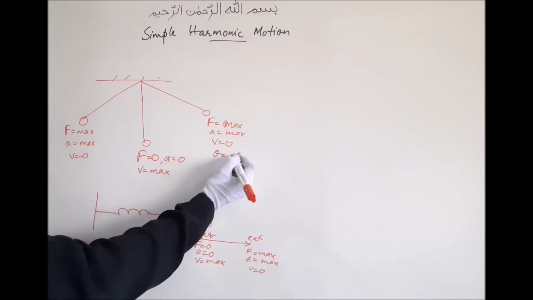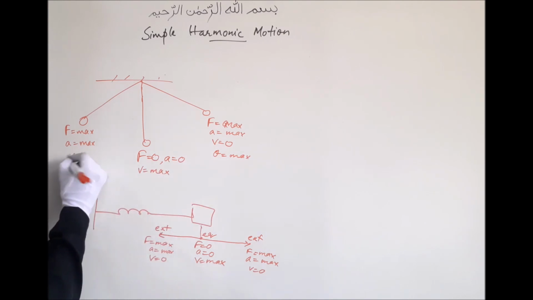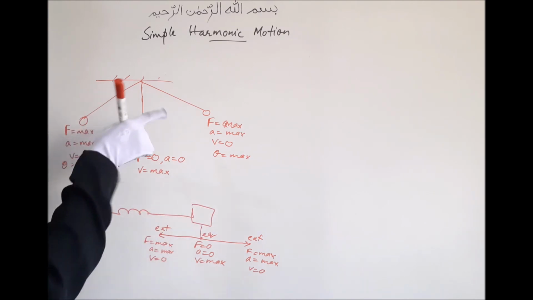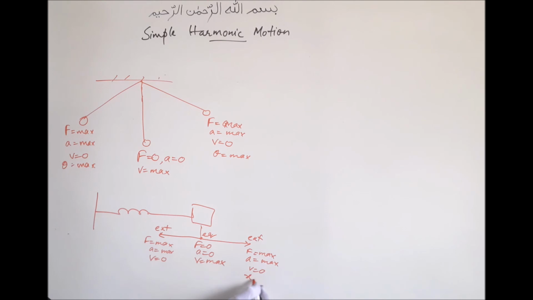Here you can say theta will be maximum, here you can say theta will be maximum, because these are the extreme positions for this bob. And here you can say that displacement x is going to be maximum, and here also displacement x is going to be maximum.